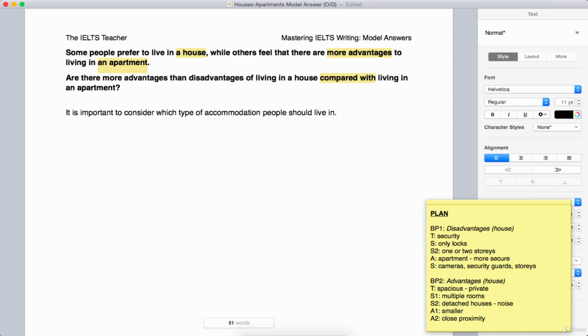We can make that just a little bit stronger by moving the word people to a more appropriate location. At the moment, we're saying that we're almost choosing on behalf of other people, but really we want to say that all people should think about this for themselves. So it might be better if we just slot this over here. It is important for people to consider which type of accommodation they should live in. Okay, that works a little bit better.